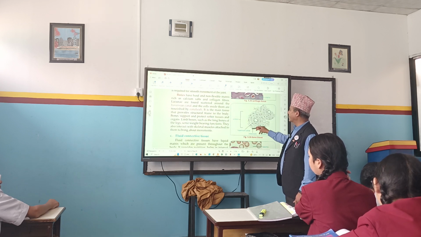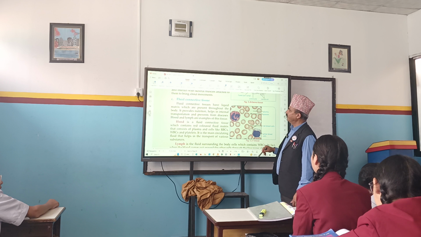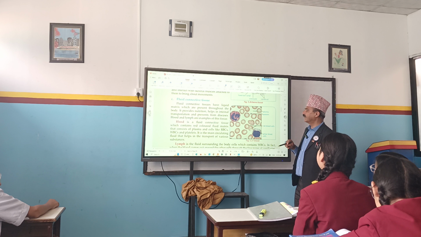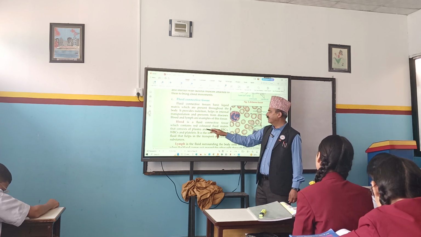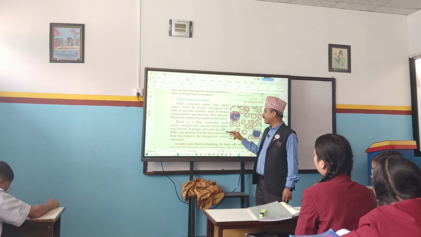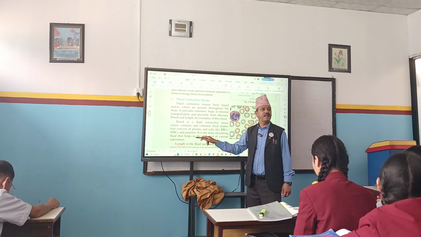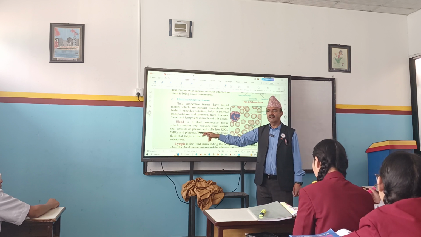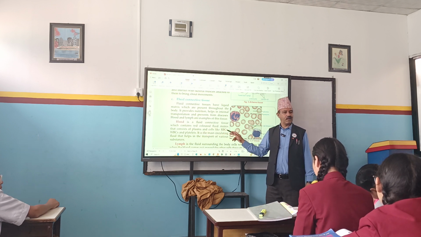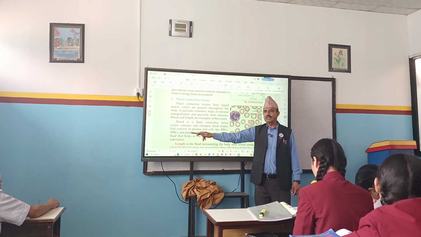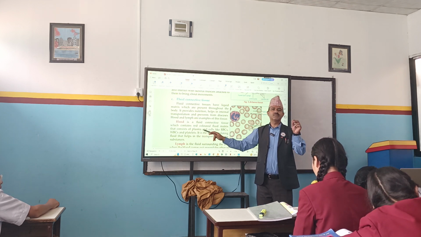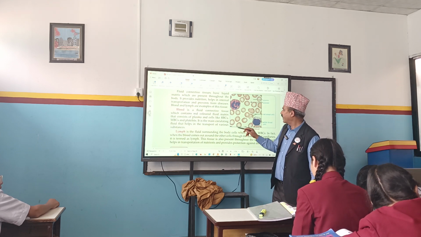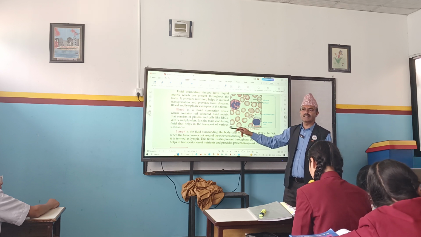And next one is fluid connective tissue. What are the two types of fluid connective tissue? Blood and lymph. So what does blood contain? It contains mainly plasma, RBC, WBC and platelets. Our blood contains plasma, fluid, RBC. What is the full form of RBC? WBC and very small platelets. And what does blood do? Transport various substances in the body.